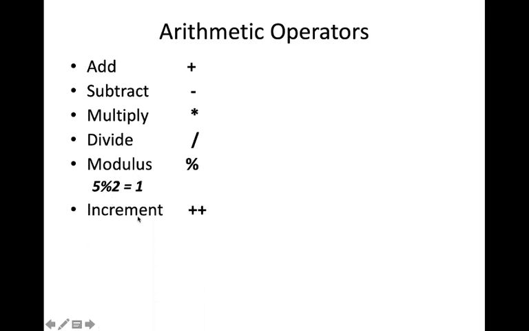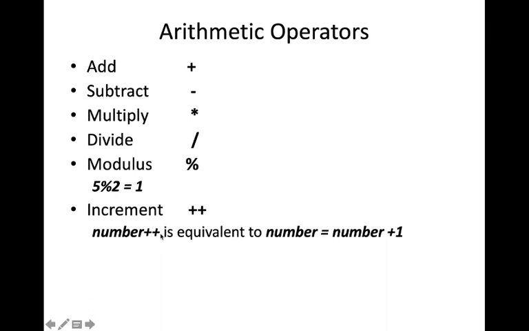Then we have another operator, we call it the increment operator. If we want to increment the value of a variable by 1, we can do so by simply saying plus plus. For example, if we say number plus plus, it is equivalent to saying number equal to number plus 1. That is, 1 will be added to the value of that number and that value will be assigned to that number. So if the number is 5, then it will be 5 plus 1, 6, and number becomes 6. That is the use of the increment operator.